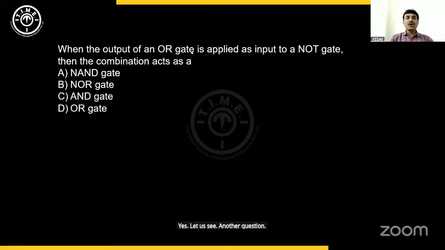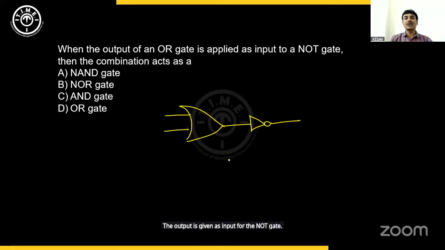When the output of an OR gate is applied as input to a NOT gate, then the combination acts as an OR gate. This is an OR gate with two inputs. The output is given as input for the NOT gate. Then the OR and NOT combination is nothing but NOR. So NOR is here in option B. Understood? Next one.